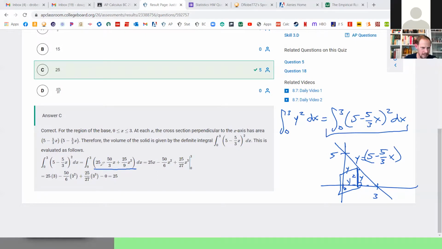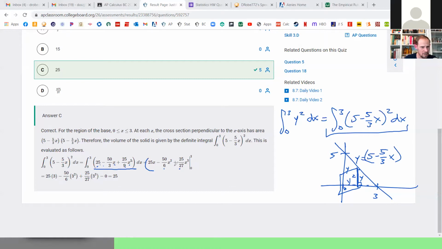So they're squaring that out. We get 25 minus 50/3 x plus 25/9 x squared. So then we get an x here. We get x squared over 2 here. The 2 gives us the 6 down there. X cubed over 3, so that gives us 27 down there. And then we're plugging in, technically they should probably have parentheses in front there. Plugging in 3 minus plugging in 0.